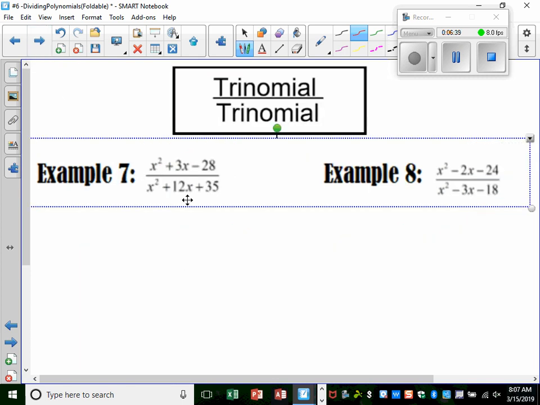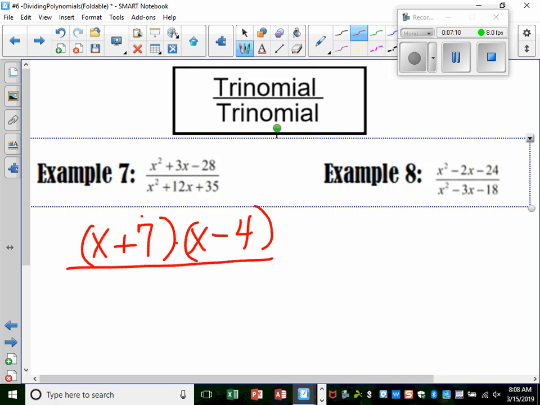All right, let's take a look at this. Now we have to factor the numerator and denominator. Not a problem because we know how to factor. So we're looking for factors of negative 28 that will add up to positive 3, right? So if we got 7, and that's a positive 7 and a negative 4. Okay, so that's for the top.